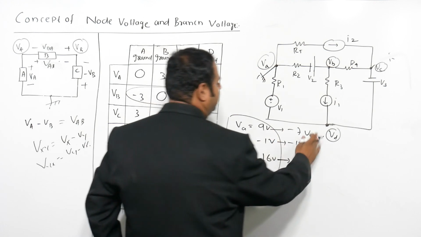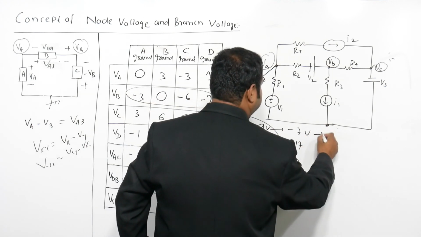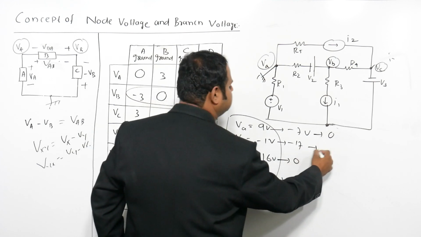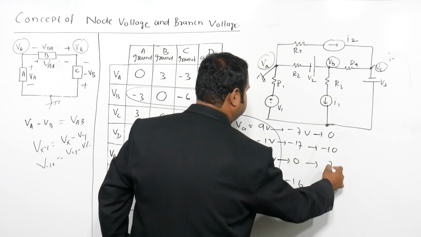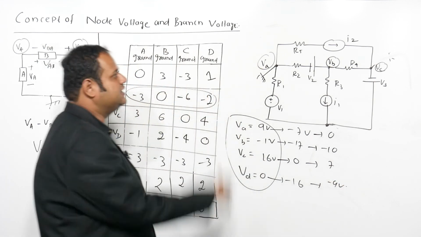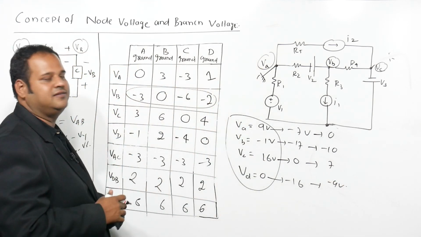So in this case, what is happening? VA is 0. If you see with respect to this one, that is plus 7. So minus 17 plus 7 is minus 10. This is plus 7 and this is minus 9 volts. And so on and so forth. So these are the applications.